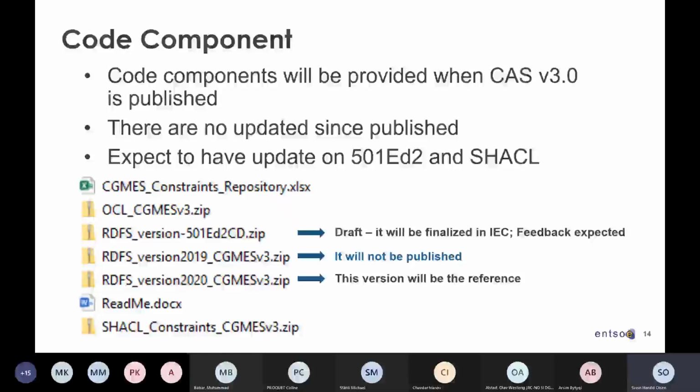Code components, we publish those. We haven't got any update yet on these, but we do expect to have some updates on the 501 edition too, and also regarding SHACL. We didn't get feedback regarding the need for backwards compatibility, so we're trying to move forward. So we will not publish this. We will publish the CGMES 3, the version 2020.